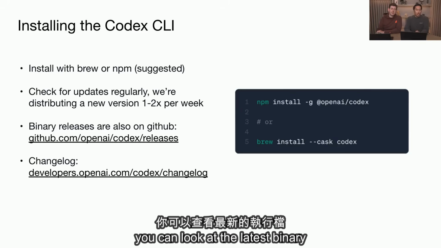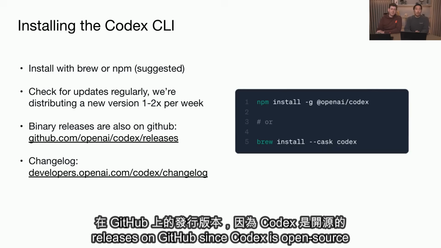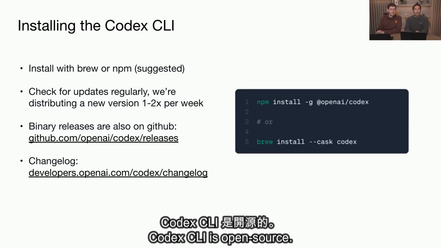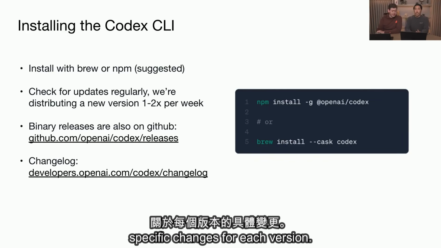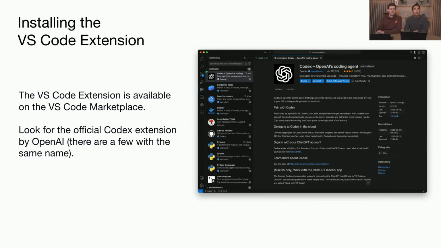If you want, you can look at the latest binary releases on GitHub, since Codex CLI is open source. And you can also look at the change log on our developers website for more specific changes for each version.